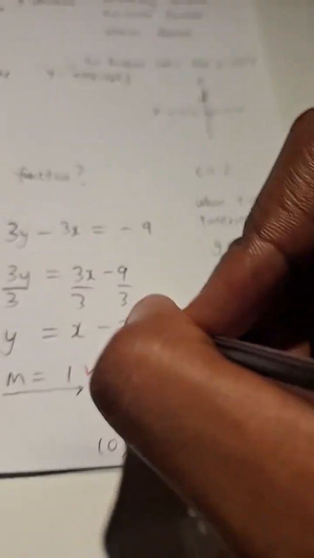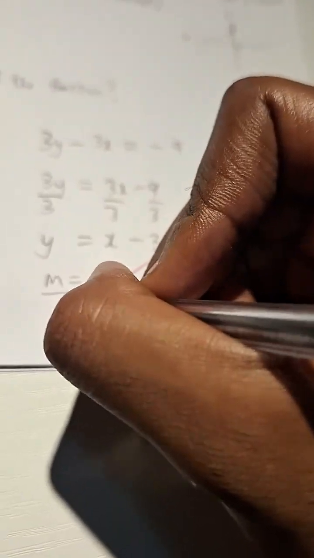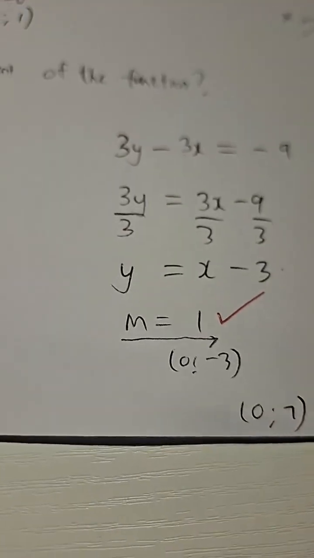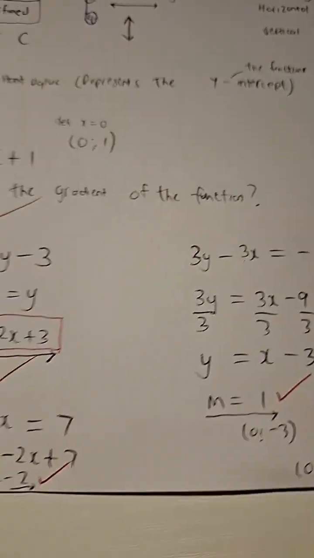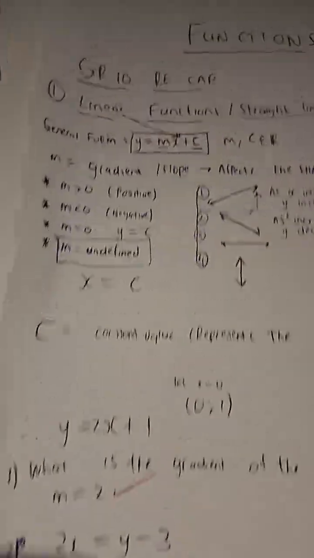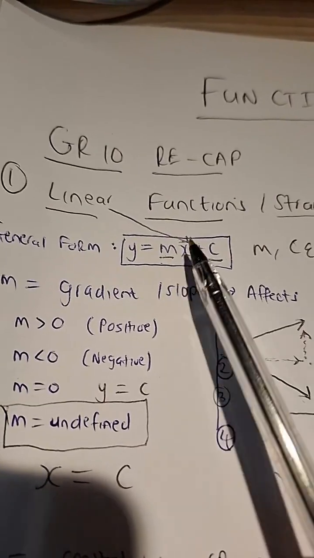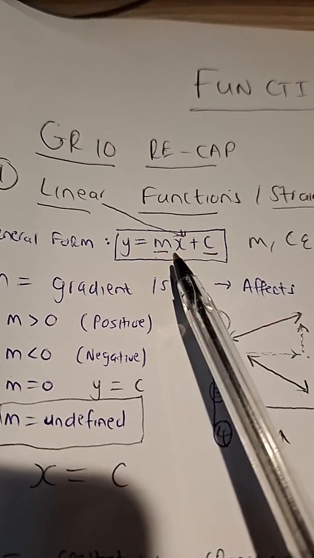But yes, the coordinates here for the y-intercept are 0 and negative 3. Thank you so much. Thanks a ton. All right. Okay. Guys, I think we are kind of sorted, eh?